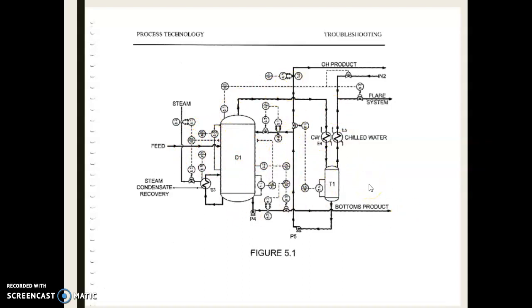You also will have an equipment list and instrument list on 5-29, so you get the names of all these different tags. It's kind of hard to see on here, but you should be able to look at it in your workbook.